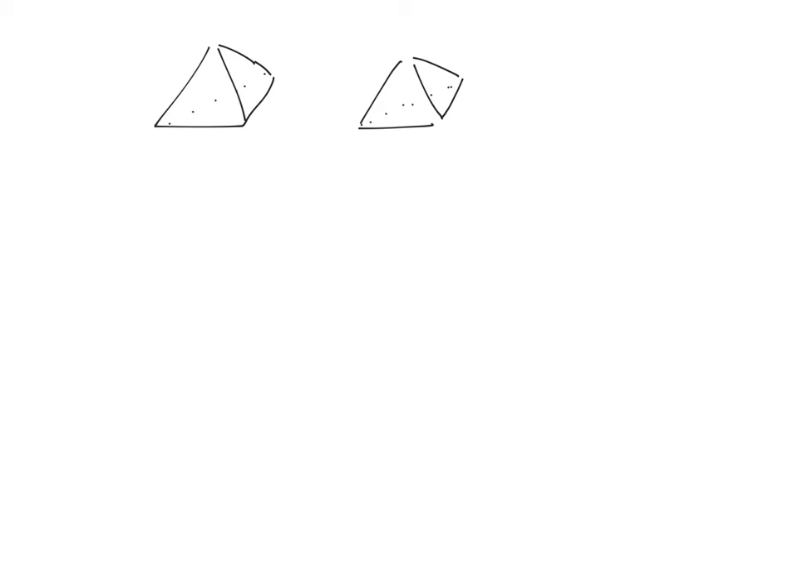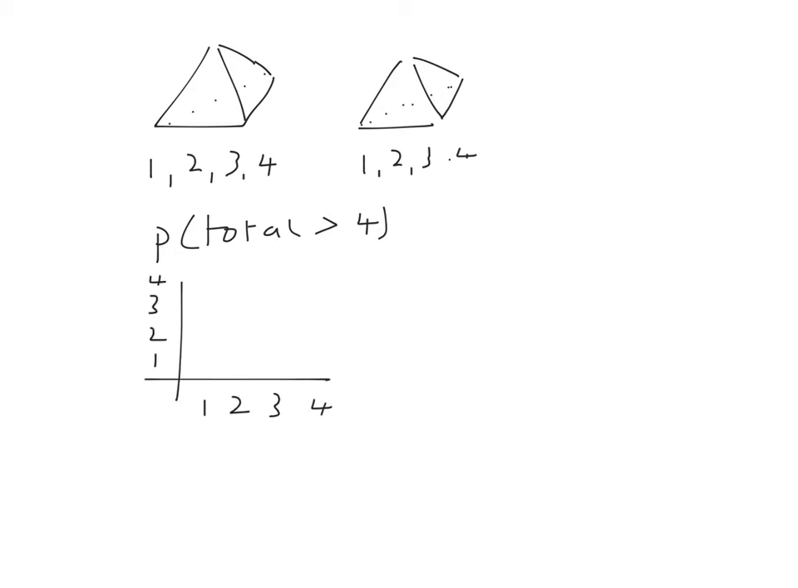Imagine that you have two tetrahedra, each with the numbers 1, 2, 3 and 4 on the faces. What's the probability that the total, when these two tetrahedra are thrown, is more than 4? We can answer this by drawing a possibility space diagram. So here we've got the possible numbers that you can obtain when you throw these tetrahedra, 1, 2, 3, 4. And we're talking about the totals, so we're going to add these numbers up.